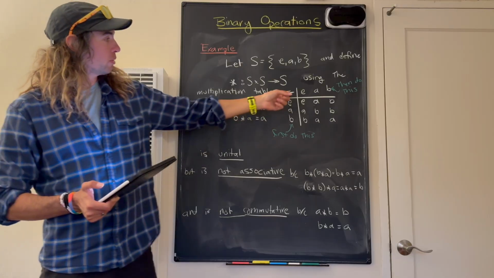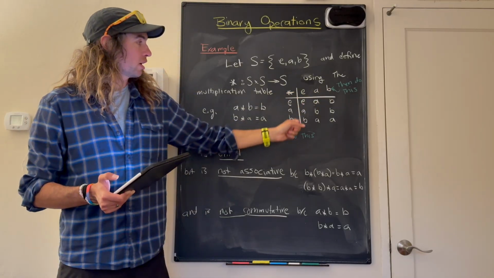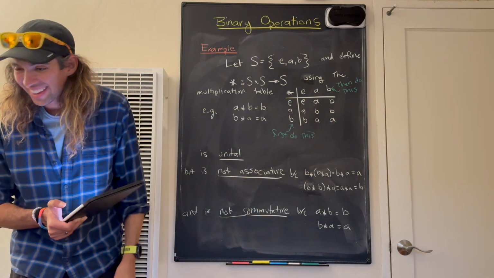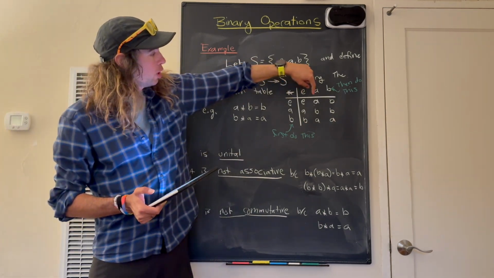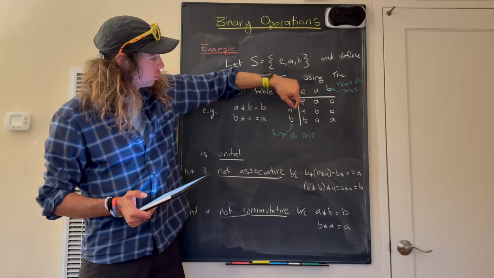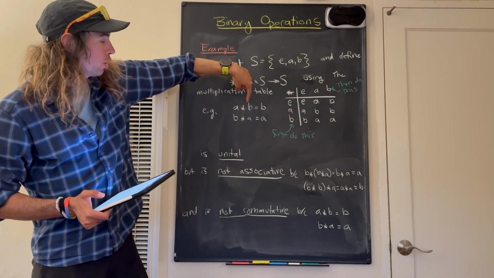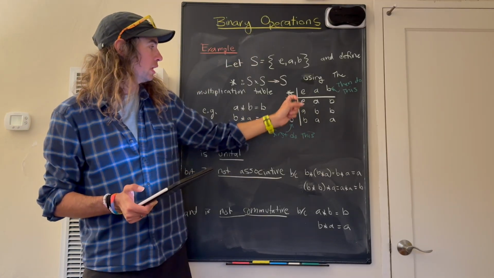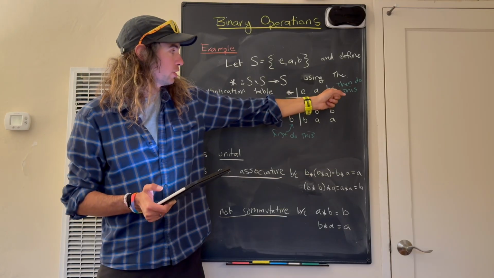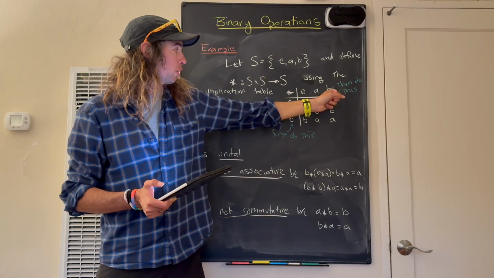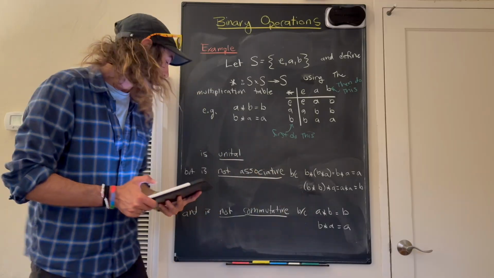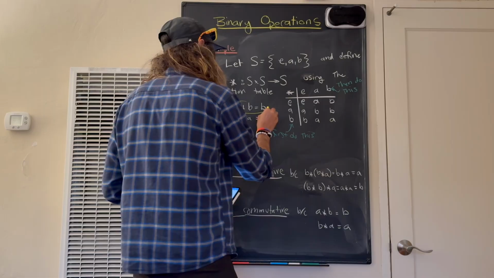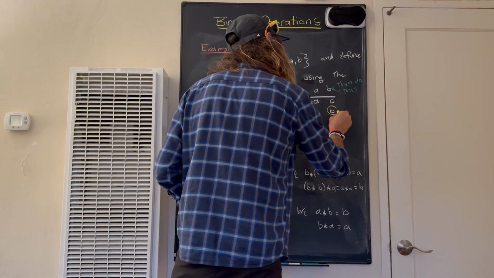So this just means I write down the elements of S here and here, and then inside this grid, I just write what the product of this and this is. So for example, A star B, how do I figure out what that is? I first do the column: I take A, and then I look at where B is, and I do the row. So A star B is B. Maybe it would be nice to circle it. So that is that.